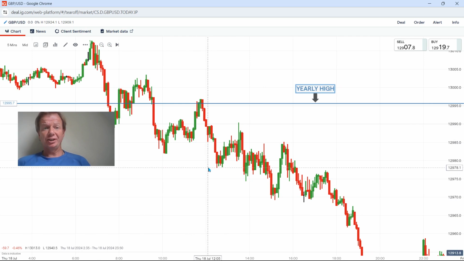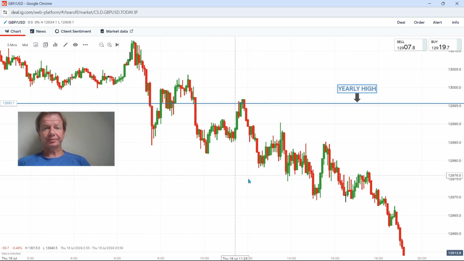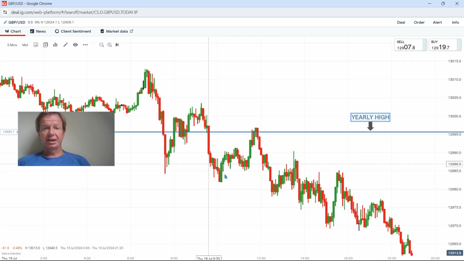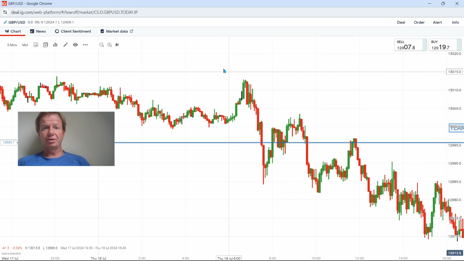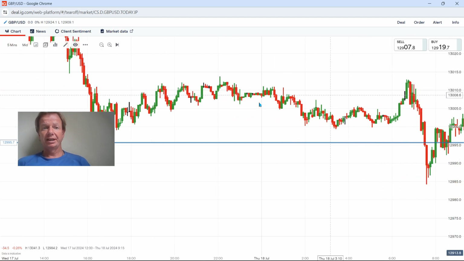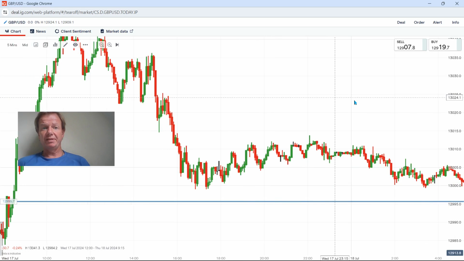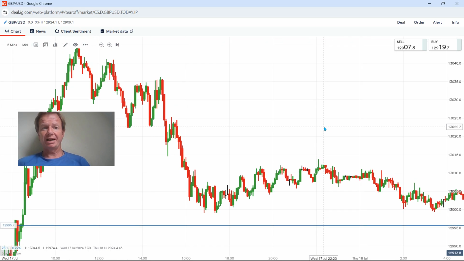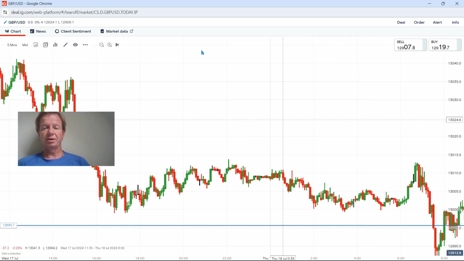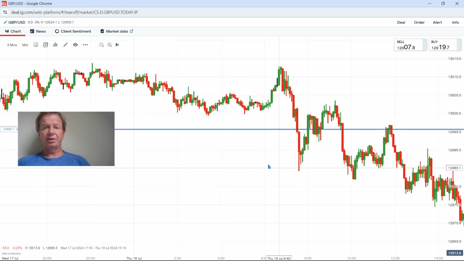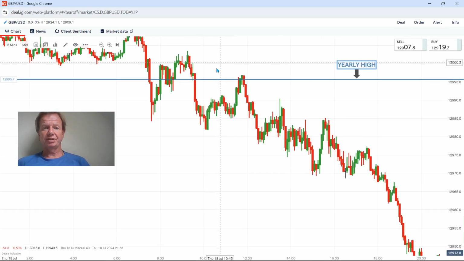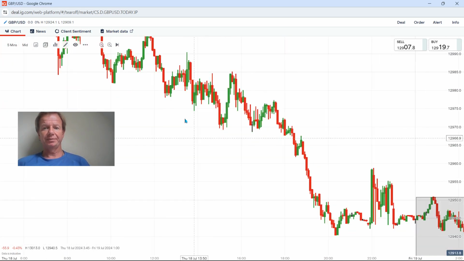On Thursday I didn't trade because I was working. But as you can see, the pound against US dollar had broken the yearly high. This was primarily after Labour winning the UK general election, and the pound soared against the US dollar. But as you can see on Thursday, it started coming down. I say I didn't trade Thursday because I was working, but it had been coming down, okay?